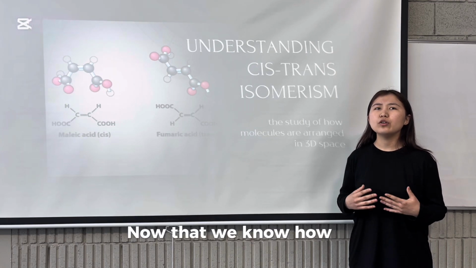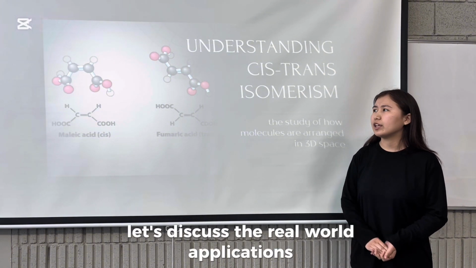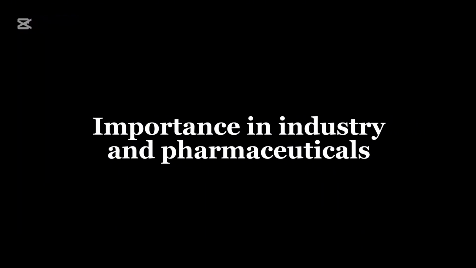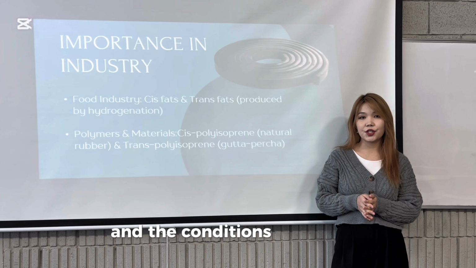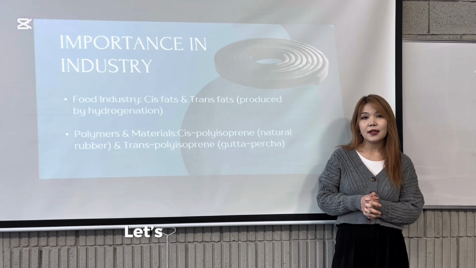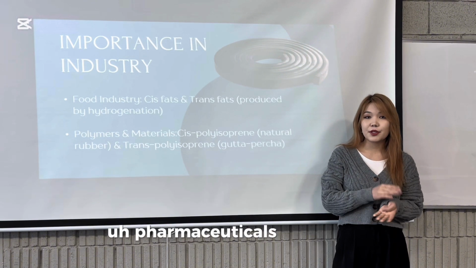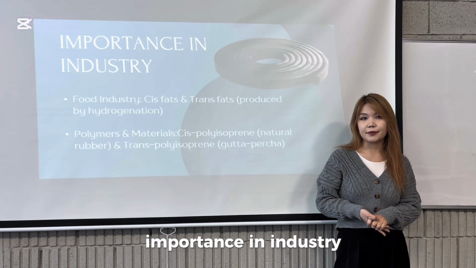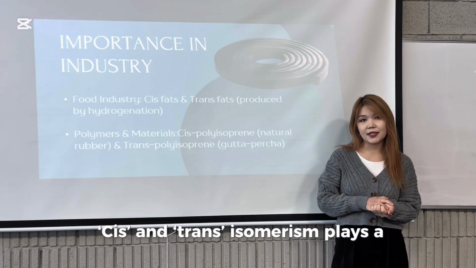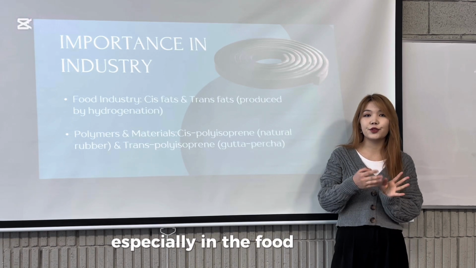Now that we know how to identify cis and trans isomerism, let's discuss the real-world applications. Now that we have covered the definitions and the conditions of cis and trans isomers, let's explore their real-world impact in industries, pharmaceuticals and drug development. Importance in industry. Cis and trans isomerism plays a major role in industry applications, especially in the food industry.